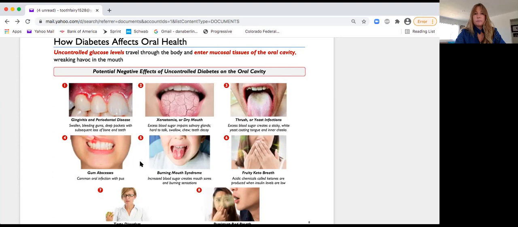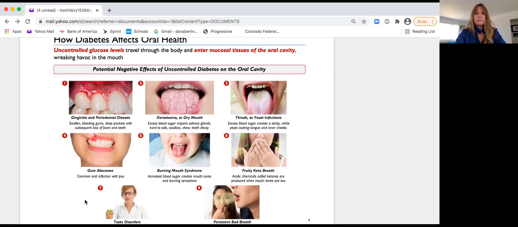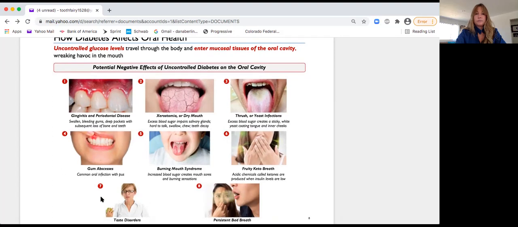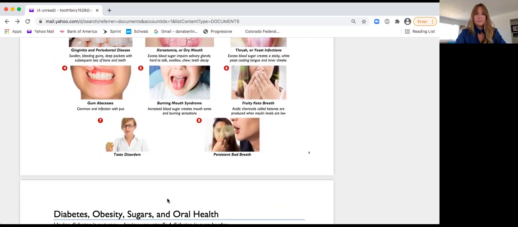burning mouth syndrome. This is from the increased blood sugar, which also creates mouth sores and weird burning sensations in your mouth. Number 6, you get fruity keto breath. Acidic chemicals called ketones are produced when insulin levels are low. Number 7, taste disorders. Number 8, persistent bad breath, which nobody wants.